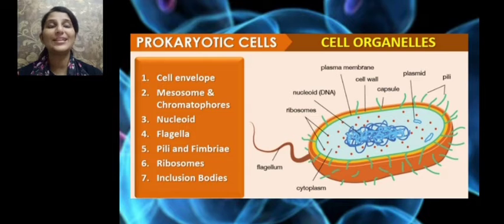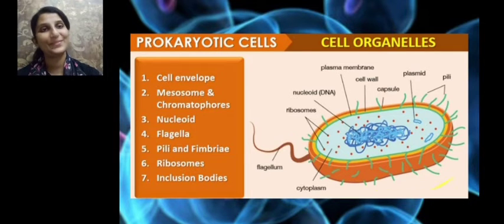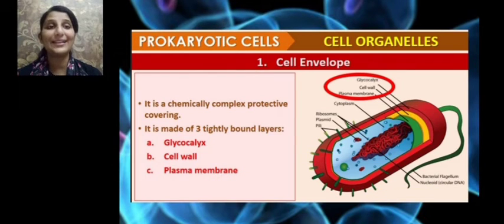So the cell organelles present in prokaryotic cells are the cell envelope, mesosome, and chromatophores. They have a nucleoid, flagella, pili and fimbriae, ribosomes, and inclusion bodies. So let's begin with the cell envelope. It is a chemically complex protective covering which is seen outside the prokaryotic cell and is made up of three tightly bound layers. The cell envelope in a prokaryotic cell is made up of three tightly bound layers.